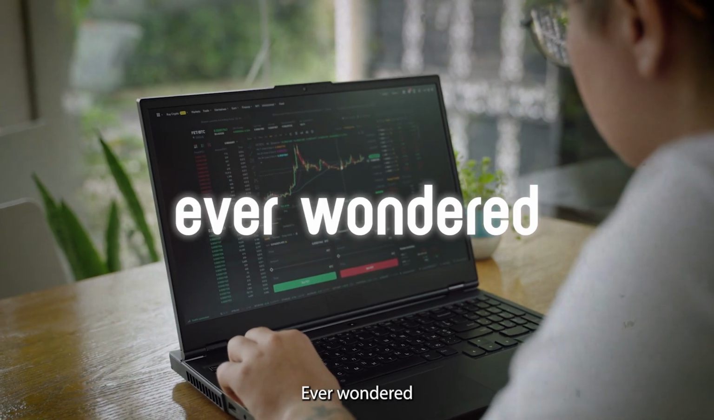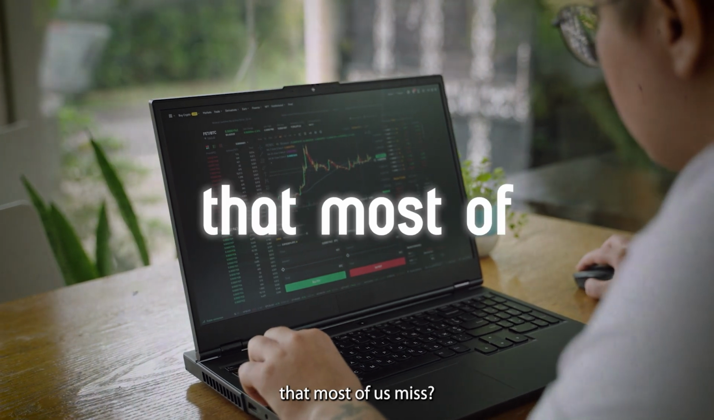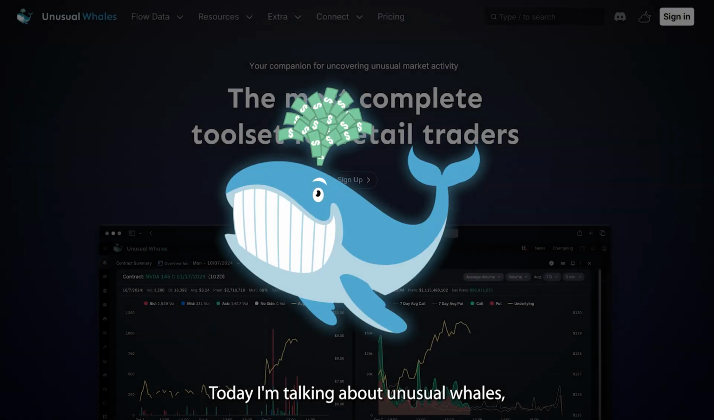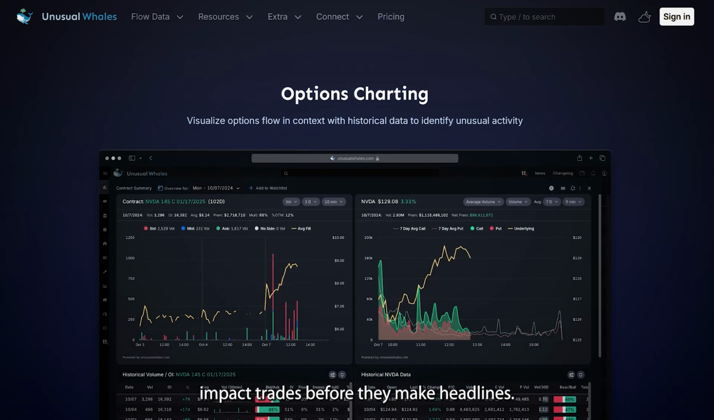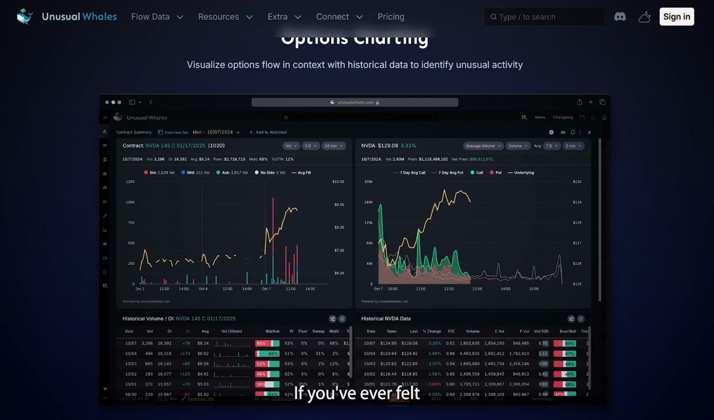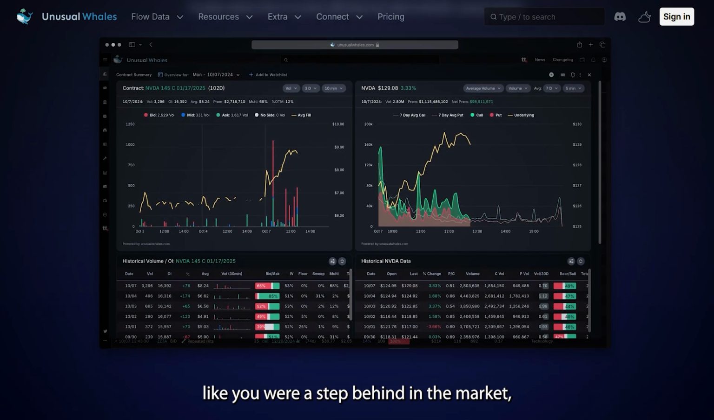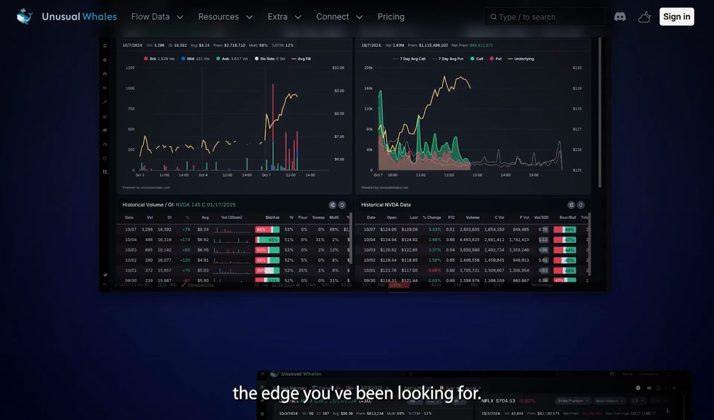Hey traders, ever wondered what the pros are spotting in the markets that most of us miss? Today, I'm talking about Unusual Whales, a platform built to help you catch those sneaky, high-impact trades before they make headlines. If you've ever felt like you were a step behind in the market, this might be the tool that gives you the edge you've been looking for.